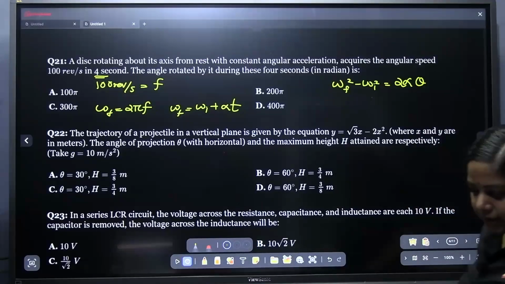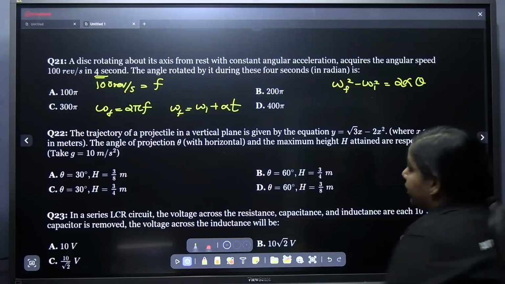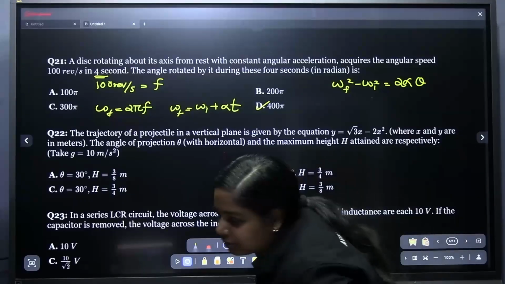Do you have any doubt in this? No. The answer is option D, 400 pi. Okay. Yes, correct.